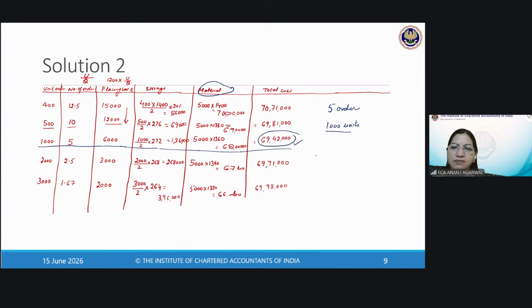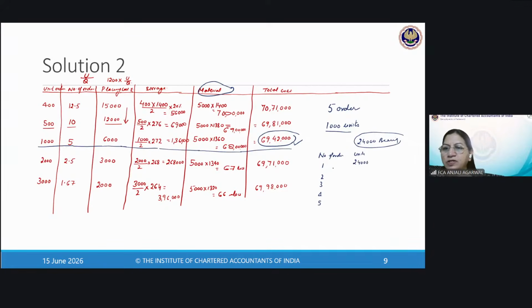If you had to do a simple question, you can also start with number of orders first. So you can increase the orders like 1, 2, 3, 4, so on. For example, our first question where 24,000 units of bearings were ordered, required annually. So if you place one order, units ordered would be 24,000.